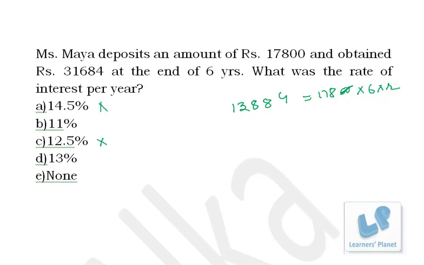Now one step ahead. Let's see for 11. R cannot be 11 because if R is 11, that means this number must be a multiple of 11, because 178 into 6 into 11 will definitely be a multiple of 11, but this number is not a multiple of 11. You can see 8 and 4 is 12, and 1 is 13, minus 11, so this difference is 2, so that number is not a multiple of 11, so 11 is also eliminated.